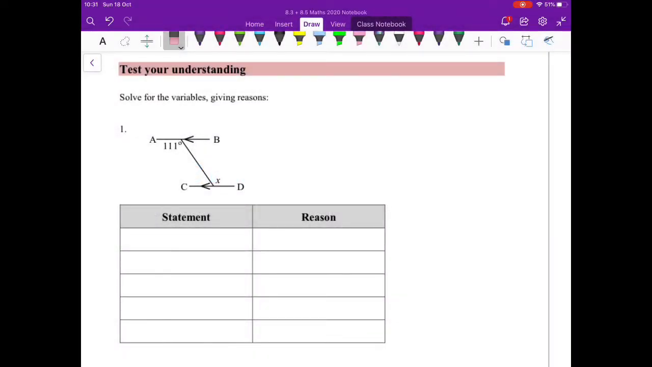Let's look at the test of your understanding for parallel lines. And remember, when I have parallel lines, I always remember that there are three angles I'm dealing with: two pairs of equal angles, and one pair of supplementary angles.